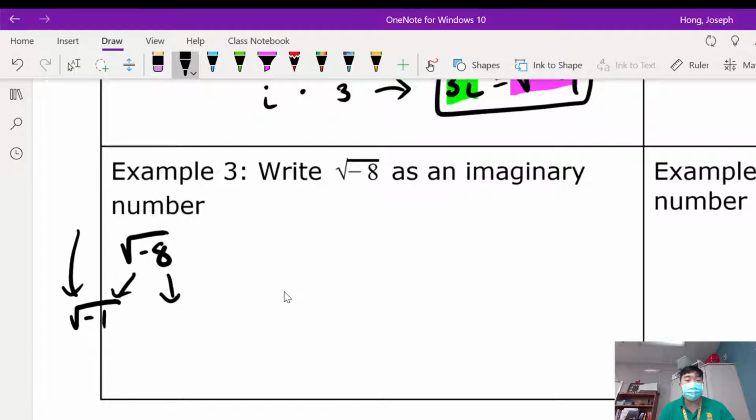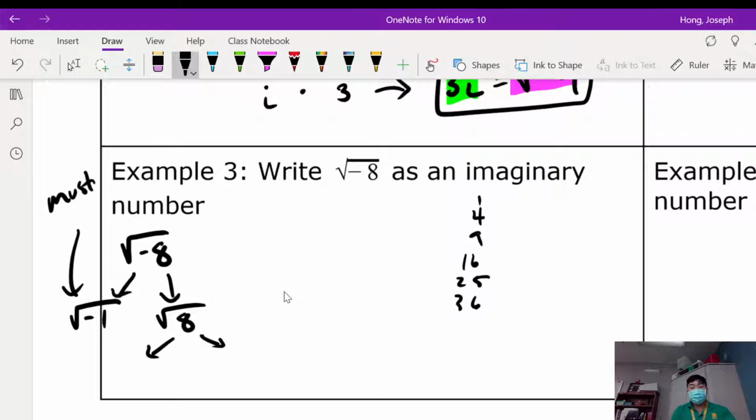You must take out a negative. The other part is square root of 8. And there's no perfect square for square root of 8, like the 9 or the 25. It was clean. But what I can do with the 8 is I can do another factor tree. As in, I know that my perfect squares are 1, 4, 9, 16, 25, 36, 49, 64, 81, 100, 121, 144, 169, and so on and so on.